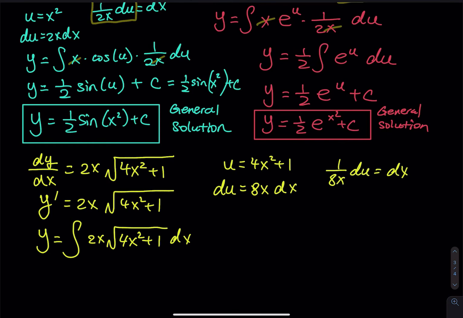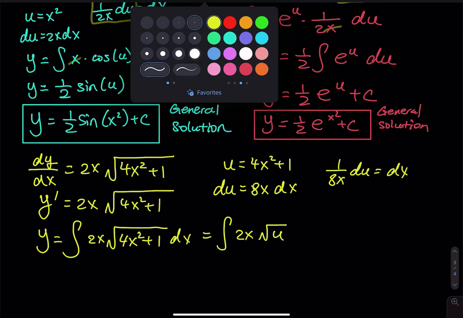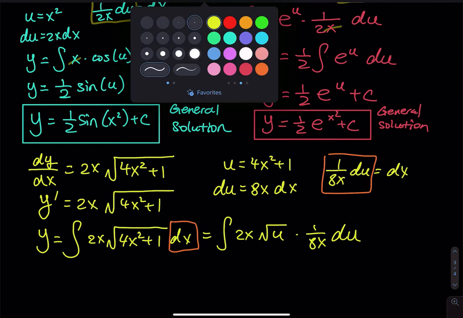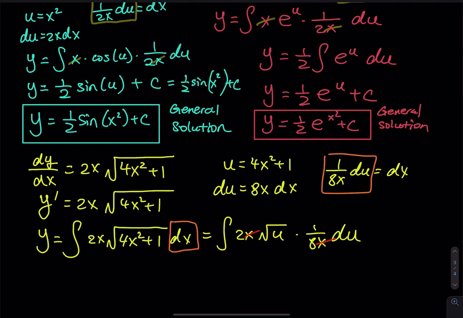So now I just review the u substitution for you. So do the change of variable. We have 2x and then the square root of u, right? The square root of u, and then the change of variable is this. So we are going to replace the dx with 1 over 8x du, and then the x will be cancelled. Get rid of the x, and then the 2 over 8 becomes 1 over 4.